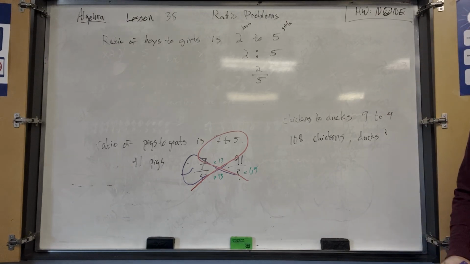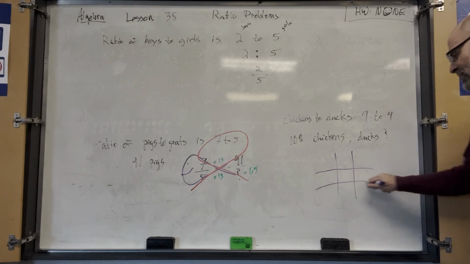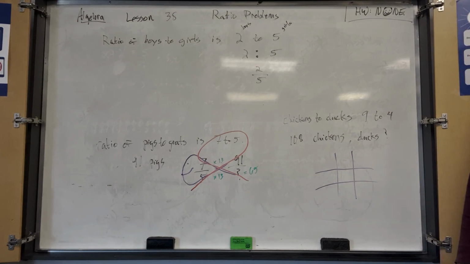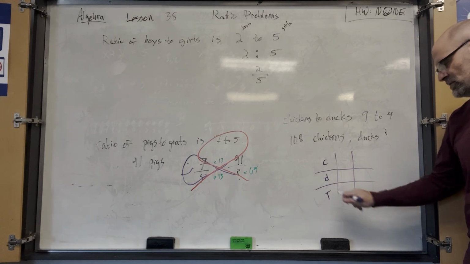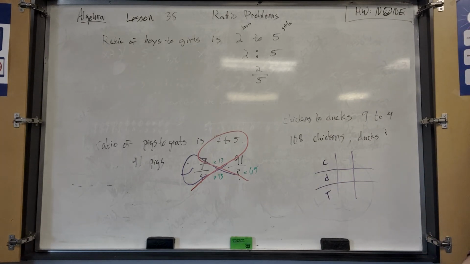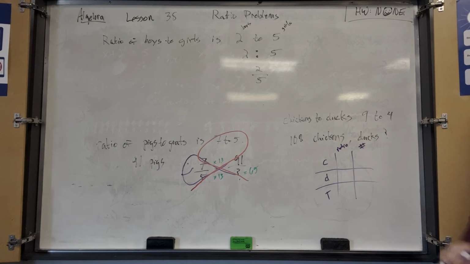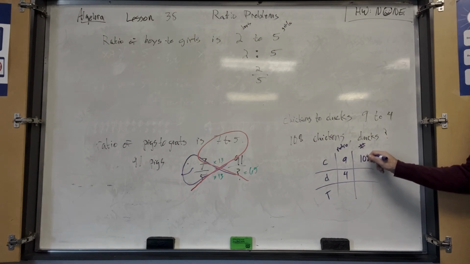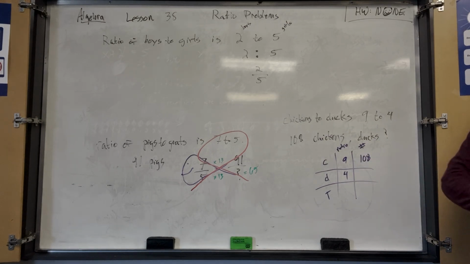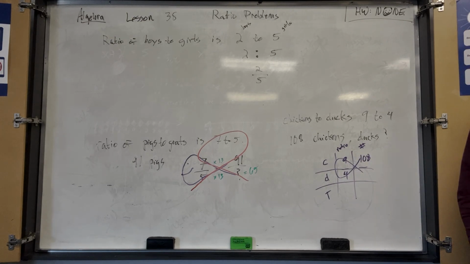Okay, here's my flack hack. When you don't know, tic-tac-toe, baby. Right there. Chickens, ducks. And then you've got a total, which we're not going to use today, but we will later. This is your ratio column, and this is your actual number column. Okay? 9 to 4. Chickens go there. 108. Look. You've got your proportion already there. Boom. You see that? So now you can just fish it on home.